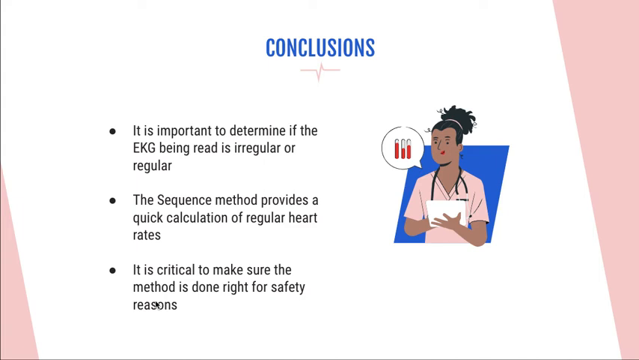In conclusions, it is important to determine if the EKG being read is irregular or regular. 2. The sequence method provides a quick calculation of regular heart rates. 3. It is critical to make sure the method is done right for safety reasons.